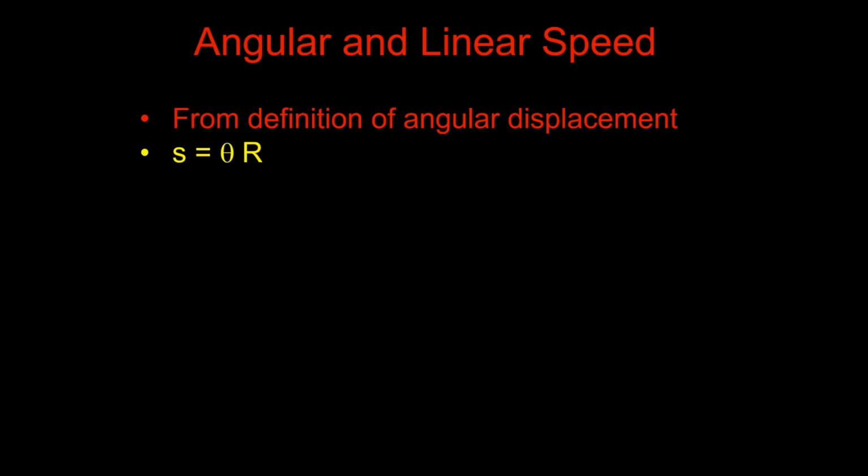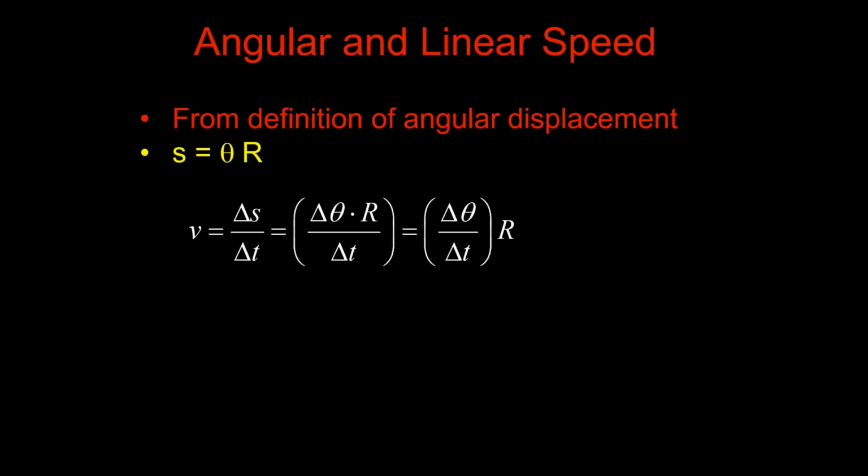When we are talking about angular and linear speeds, we can take our definition of angular displacement and say that v is delta s by delta t. That means we have delta theta times r by delta t, because s is theta r. Then we take the r out and factor it, and the rest becomes delta theta by delta t. This means v is omega r.